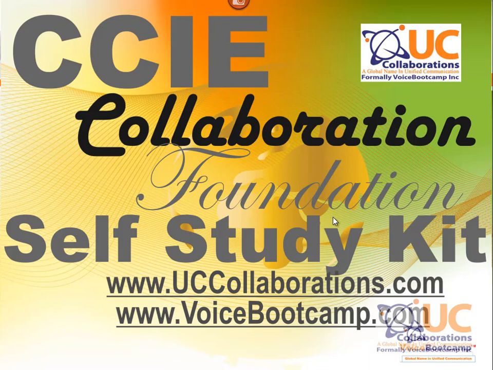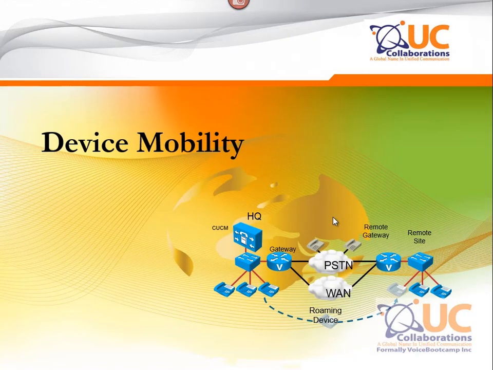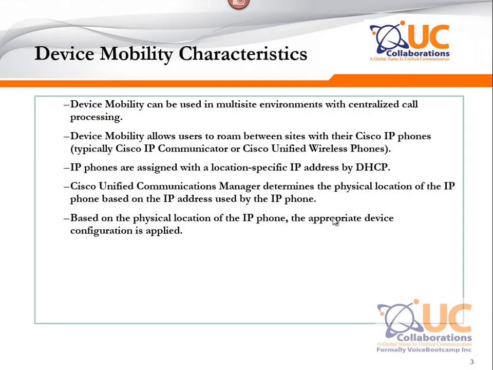In this CCI Collaboration Self-Study Kit, we're going to focus on device mobility, part of the mobility solution of CUCM. Device mobility can be used in a multi-site environment with centralized call processing. When a user takes a phone from one location to another, let's say between Canada and Japan, they usually inherit the local IP address settings in Japan. However, because the phone configuration in Call Manager is static, when they log in from Japan, they still get the time zone and various other settings that are hard-coded to their profile in Toronto or Canada.